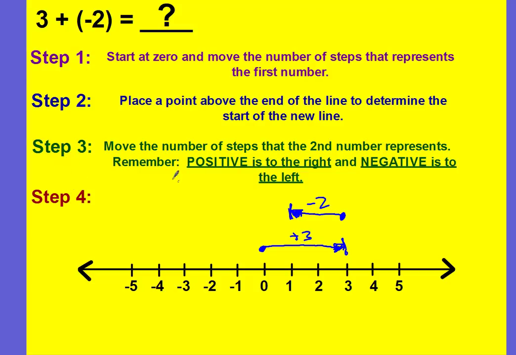And I'm sorry, I missed the steps. Step 3, move the number of steps that the second number represents. Remember, positive is to the right and negative is to the left. And then step 4, the number where you end on is the answer. So we ended our second integer at 1. So 3 plus -2 equals +1.